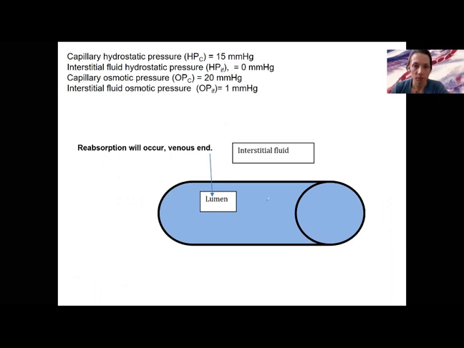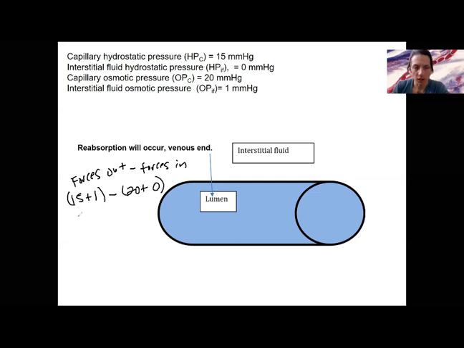Here's my sketch of the lumen, and here's the numbers I had. So forces out were 15 plus 1. Forces in are 20 plus 0.